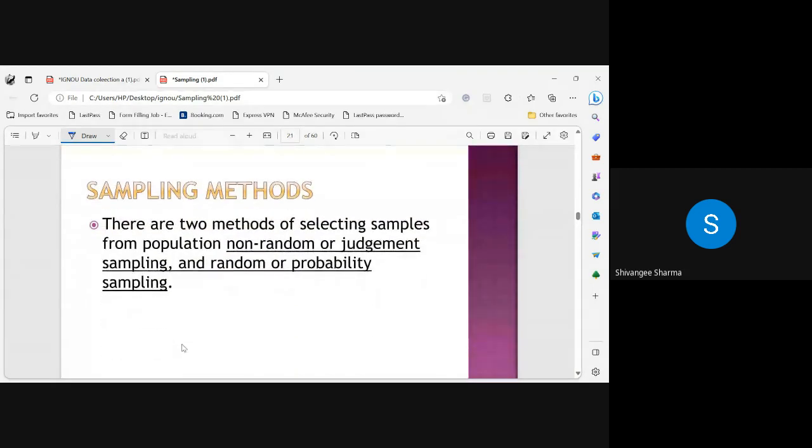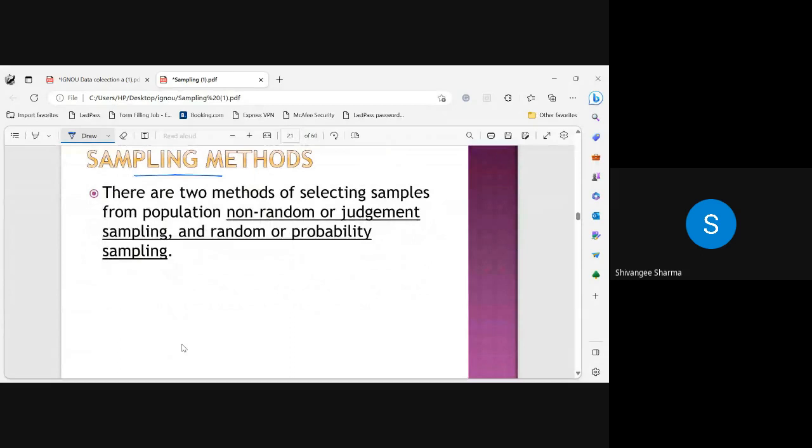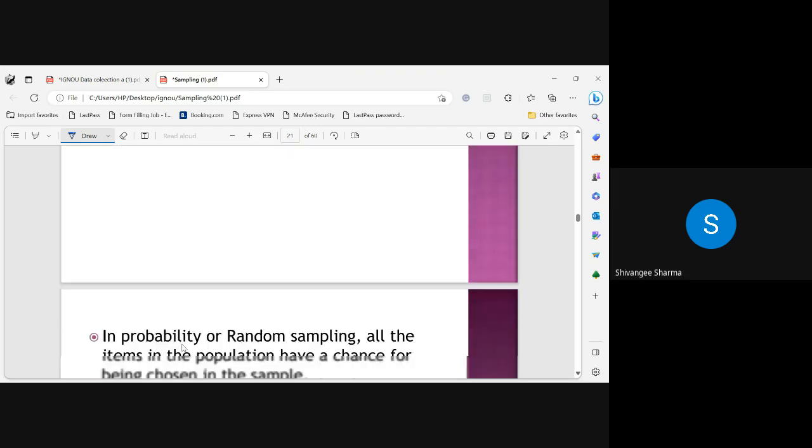Now comes the important part, which is sampling methods. What are the different sampling methods available? Generally, two methods are there and they are based on probability. If you are using probability, then that is random sampling. And if you are not using probability, then that is non-random or judgment sampling.